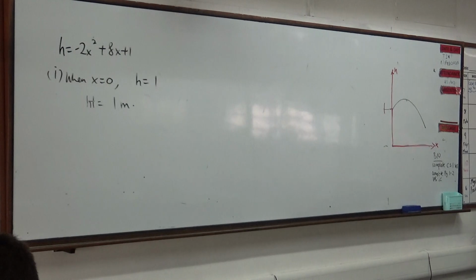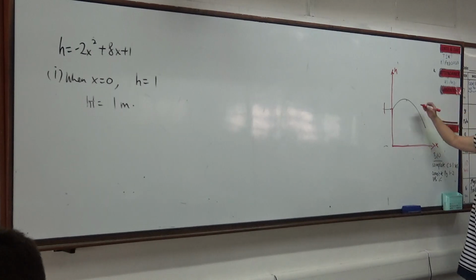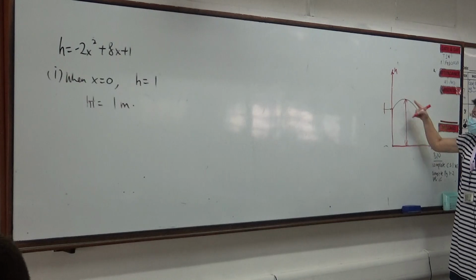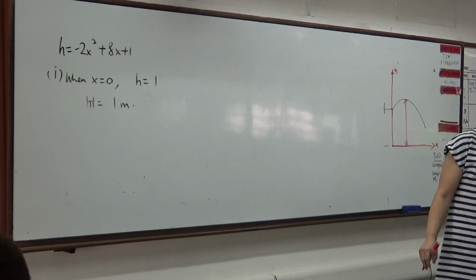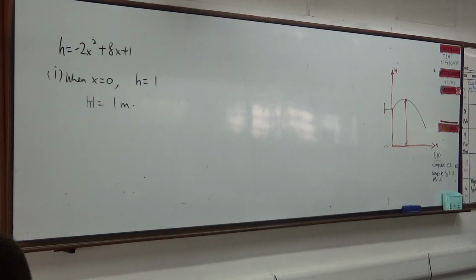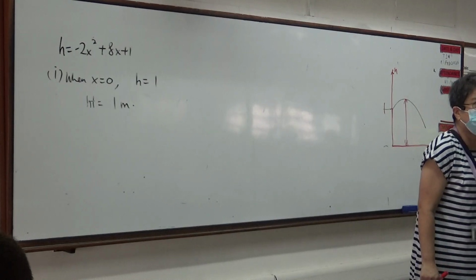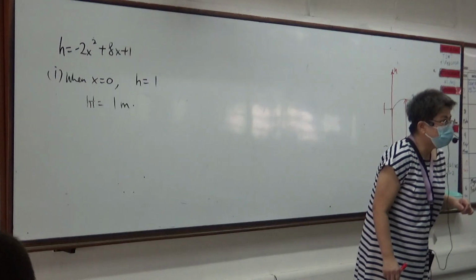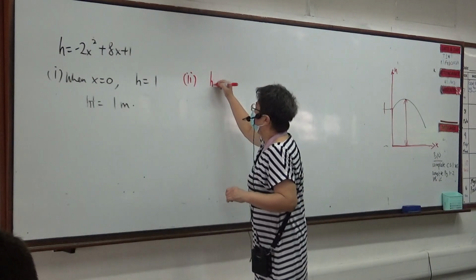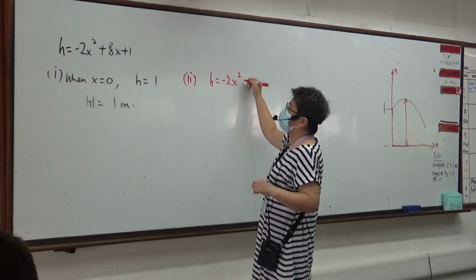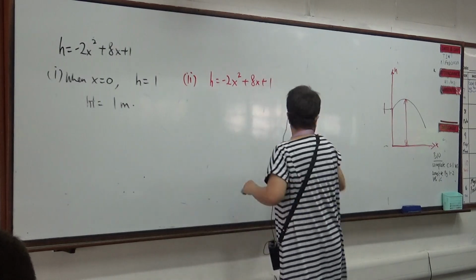So next one. Find the greatest height of the ball after it was launched from the slingshot. Greatest height will occur at the maximum point, right? I can always get the coordinates of the maximum point by completing the square. Yes or no? Okay, so part 2. h equals negative 2x squared plus 8x plus 1.